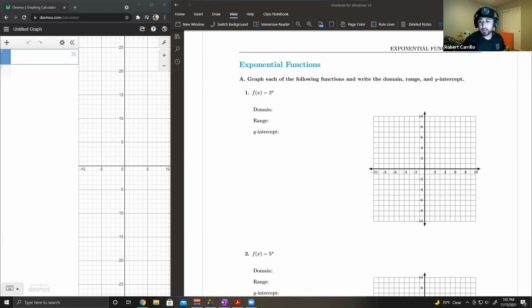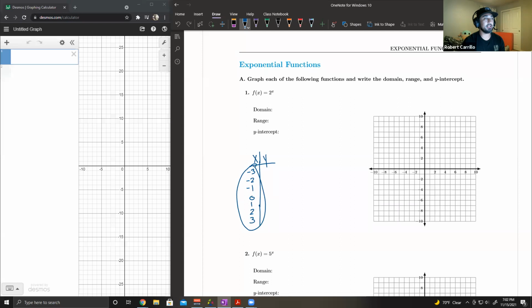If you ever need to graph something, the easiest thing to do is make an XY chart. So let's make X, Y. And the best numbers to choose, if you have no idea what to choose, is -3 to +3. So we're going to do -3, -2, -1, 0, 1, 2, 3. Then we're going to take all of these values and plug them in for x into this exponential function, 2 to the x.